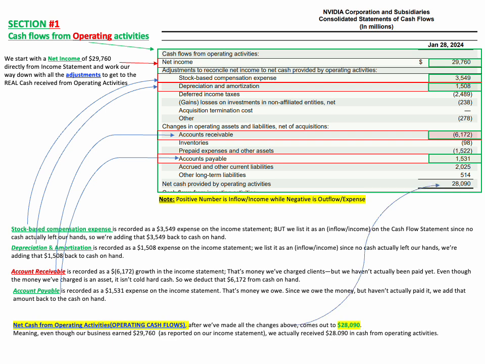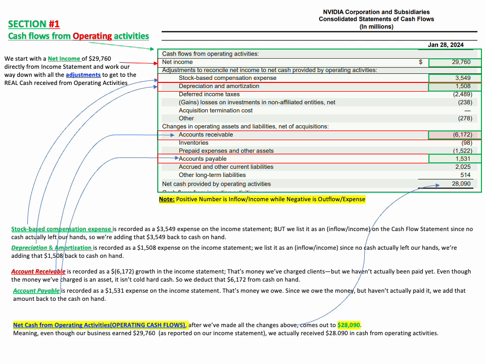So taking each line item and doing the same thing, what you're really doing is you're starting off with the net income of 29.76 billion, and you're going to start adding and subtracting, really kind of doing the reverse of what you did on the income statement to show what your real cash is on hand.